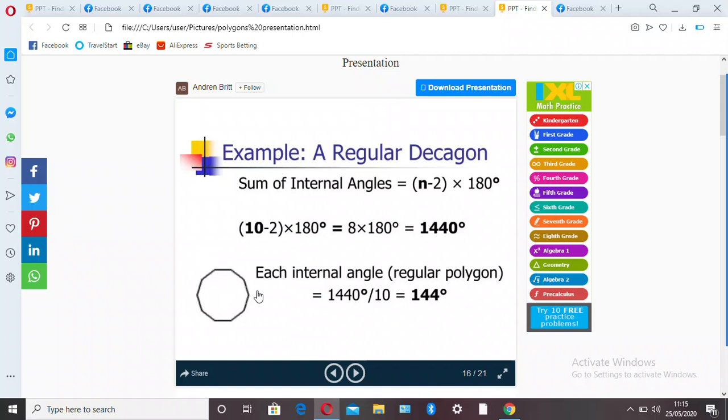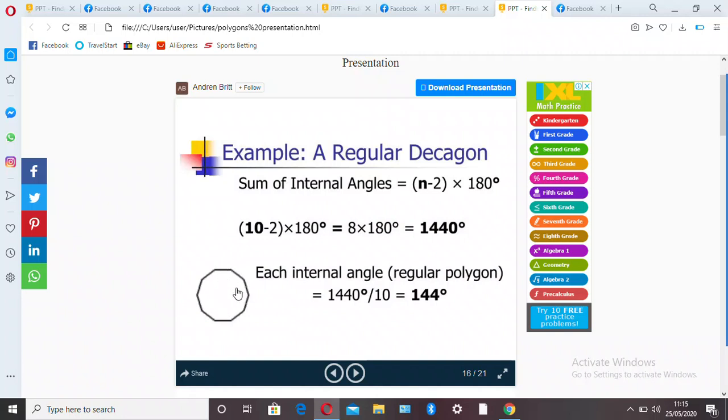This is a 10-sided polygon. What do I do? 10 minus 2 times 180 degrees. So that will give me what? 8 times 180 degrees. That's 1440 degrees. That's the sum, the addition of all the angles in this entire polygon.